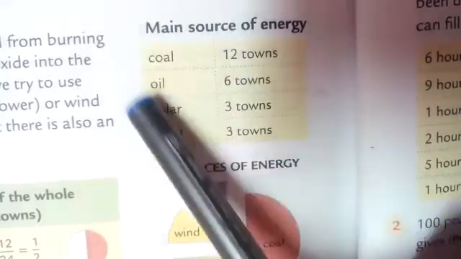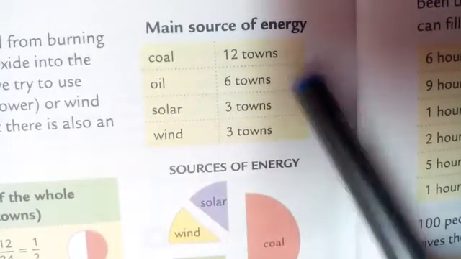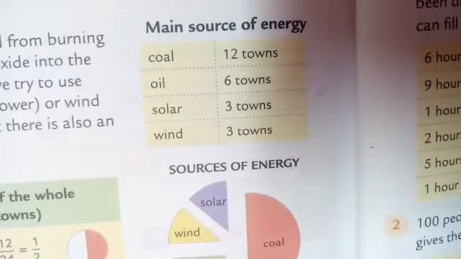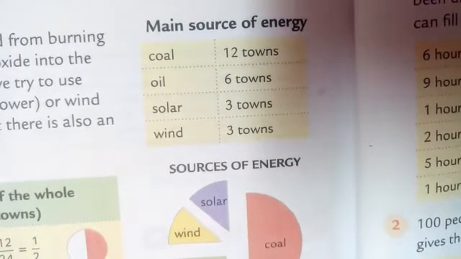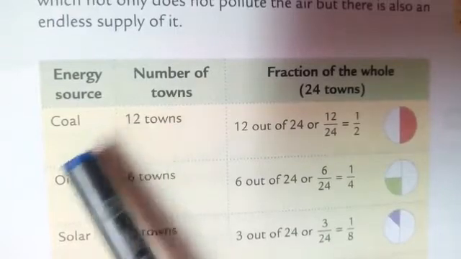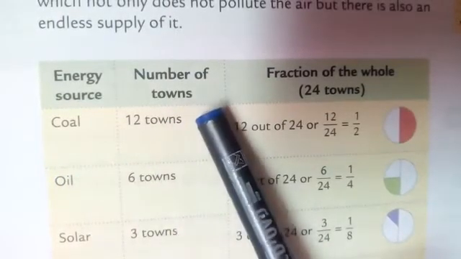So this given data we are going to represent using a circle graph. How to represent it using a circle graph? That is the question. So here in the next table they have clearly explained that. So energy source is coal. Number of towns are 12.